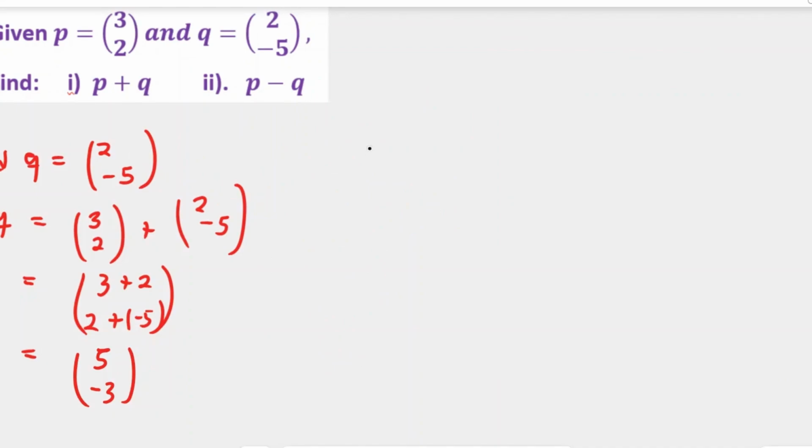So we can write the second one here, that is P minus Q, the vector P minus Q. Let's do substitutions like we did in the first one. So the vector P has components 3, 2, minus the vector Q, it has components 2, negative 5.